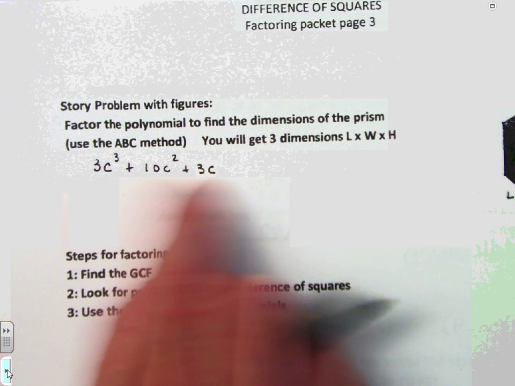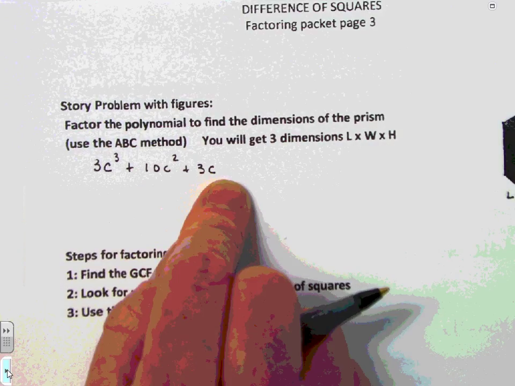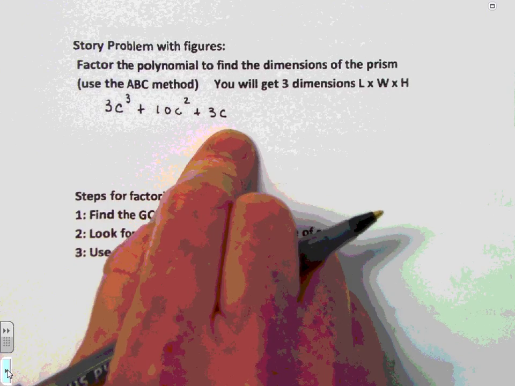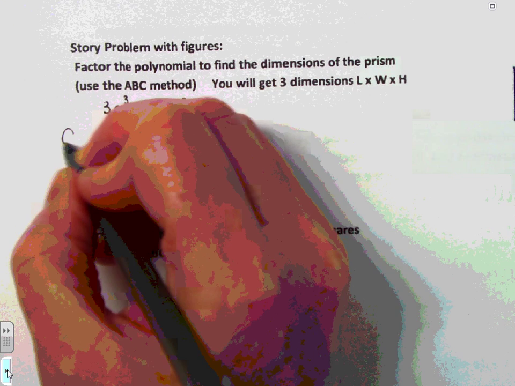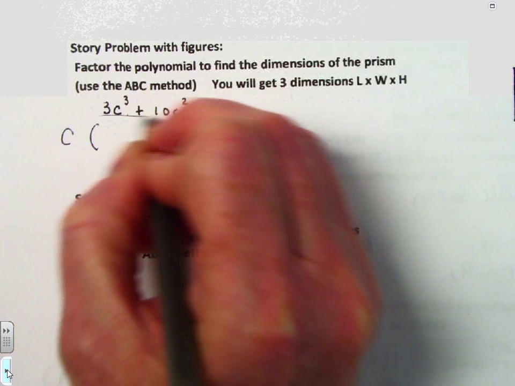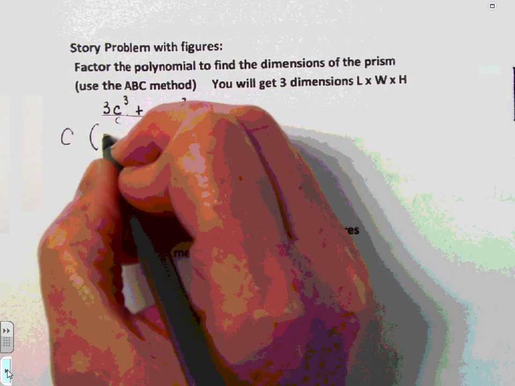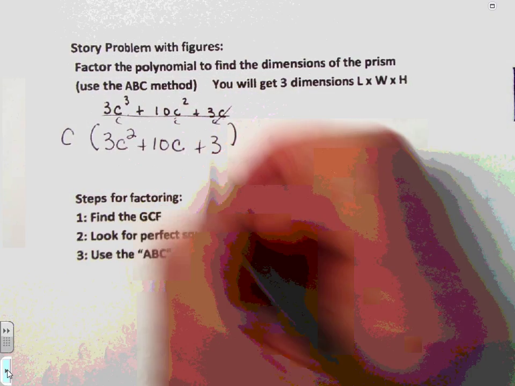So if we were to factor this, what would you start by doing? The C's. Remove the greatest common factor here is a C, so I'd put a C out here. I'm now going to divide by C everywhere. So now this becomes a 3C squared plus a 10C plus a 3, right?